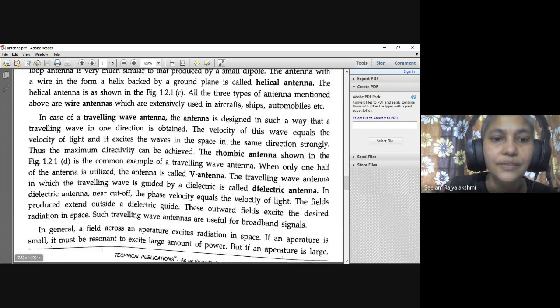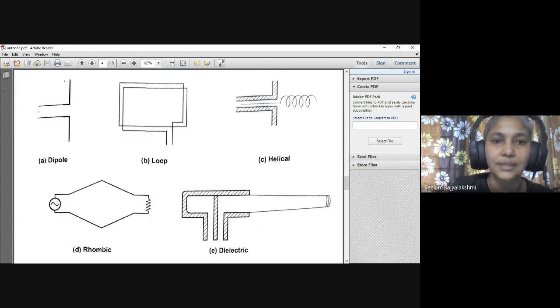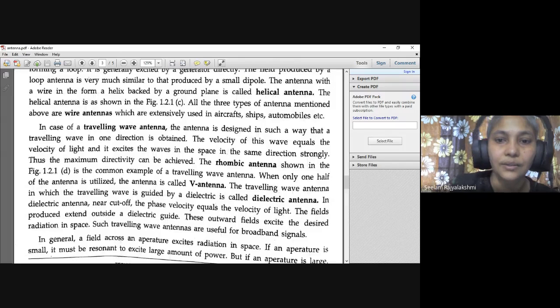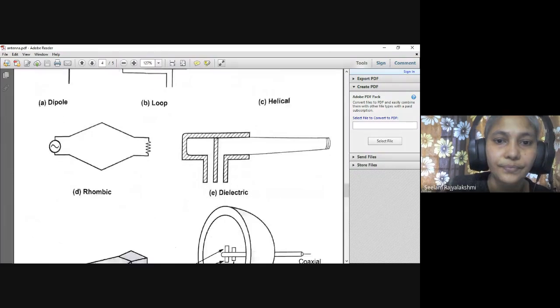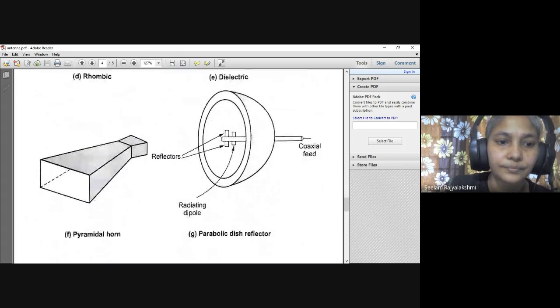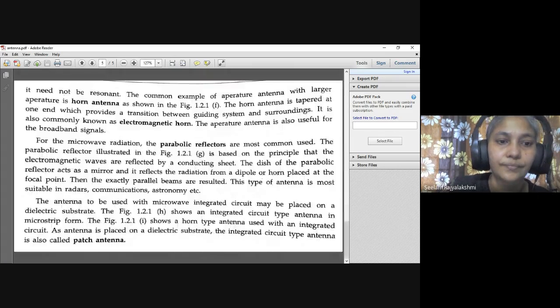In general, a field across an aperture excites radiation in space. If an aperture is small, it must be resonant to excite a large amount of power. But if an aperture is large, it need not be resonant.